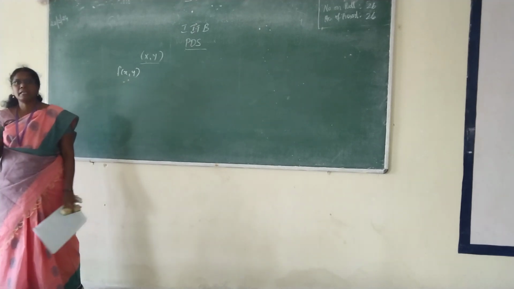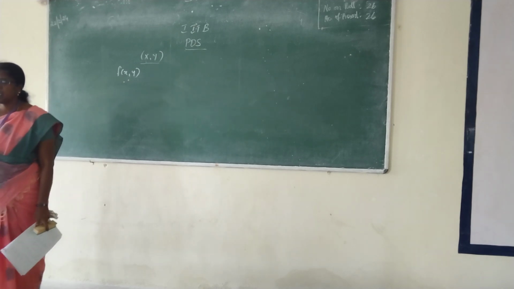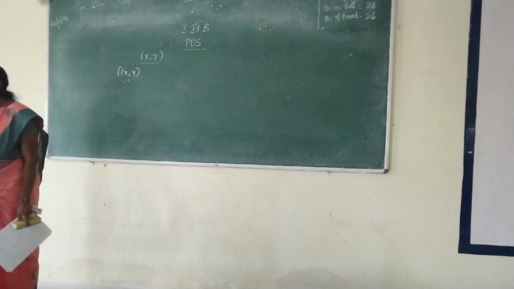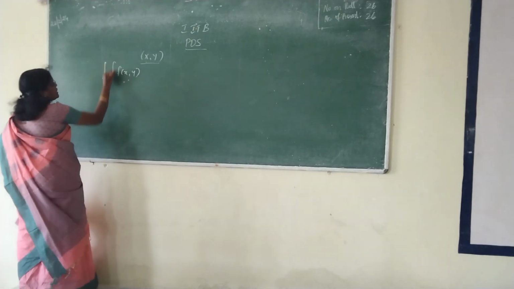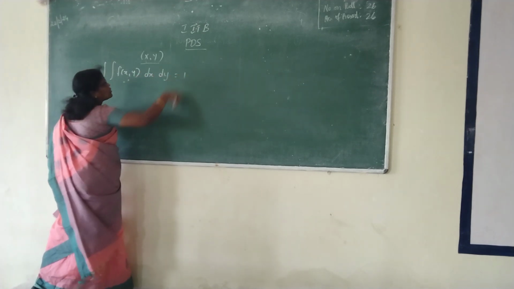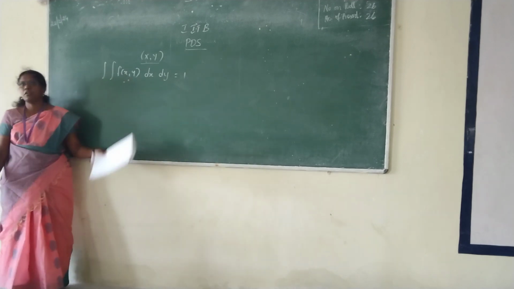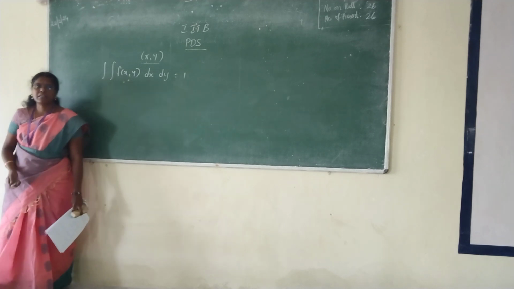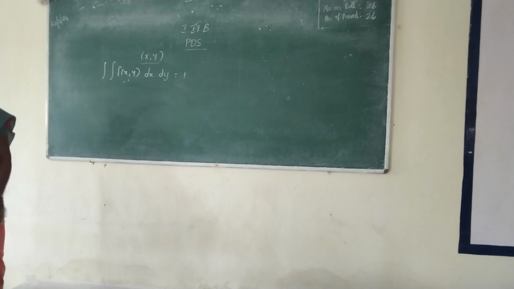Discrete means we say it as summation. Continuous means we say it as integration. Since here we are dealing with two variables, we are going to deal with double integration process. So here the condition will be double integral f of x comma y dx dy is equal to 1. That is the meaning of total probability equal to 1. Note it down. Double integral f of x comma y dx dy is equal to 1.